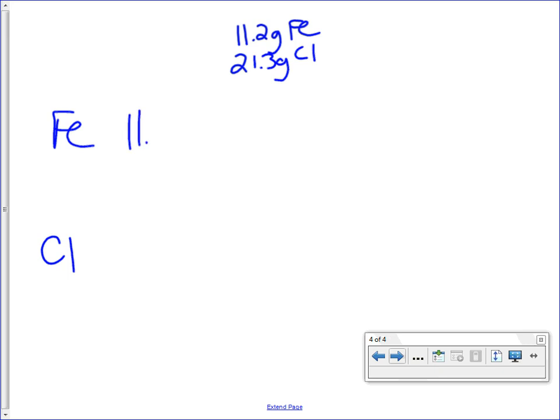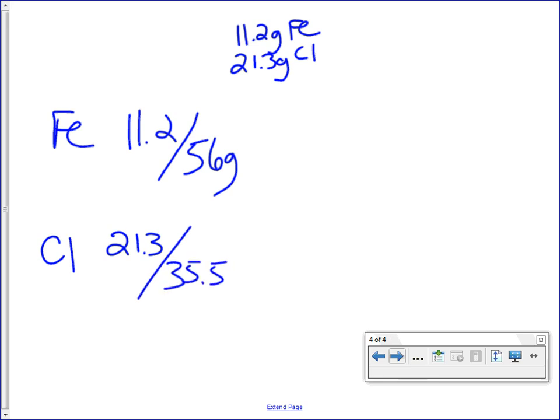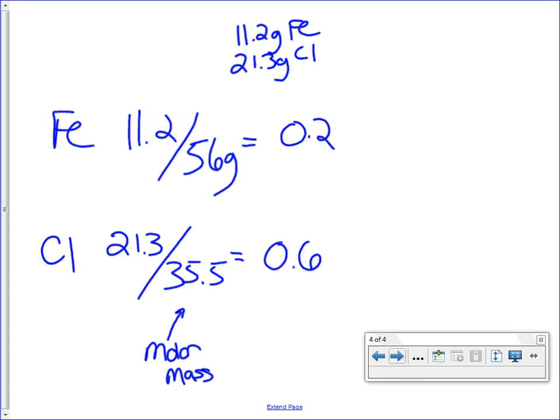So take the amounts that you're given. I'm going into moles, so I divide by the molar mass of each. Molar mass of iron is 56 grams. Molar mass of chlorine is 35.5, or 36 grams, or I think 35 is what it rounds to. Divide them both by their molar mass. If you have percentages, divide both percentages by the molar mass of that element. In this case, I get 0.2 for iron and 0.6 for chlorine.